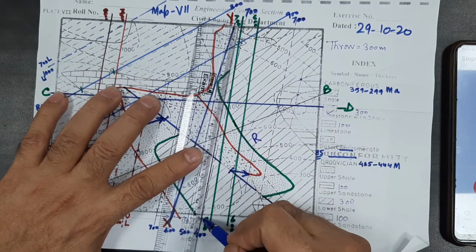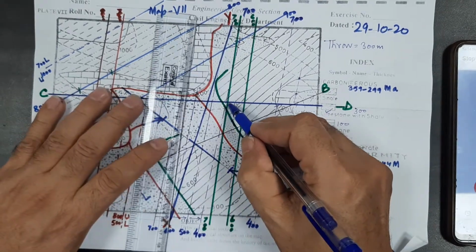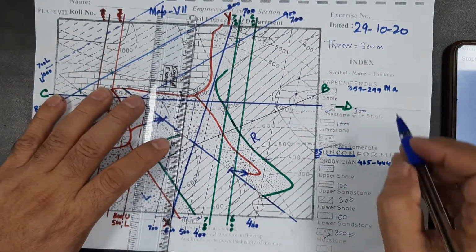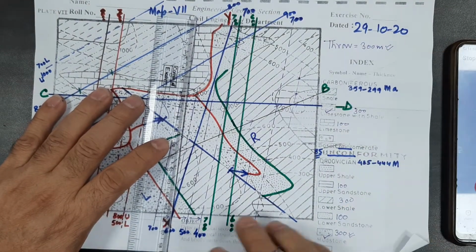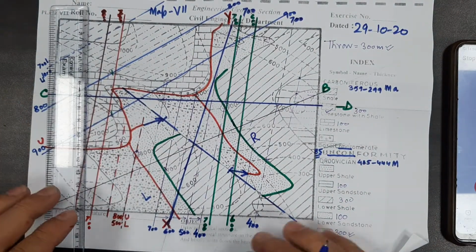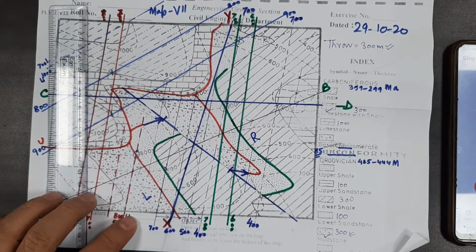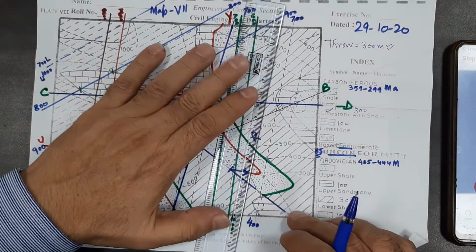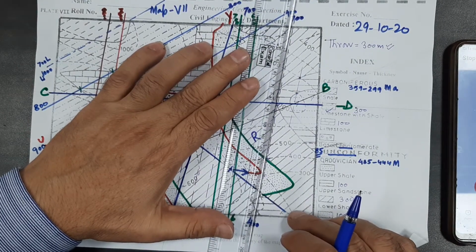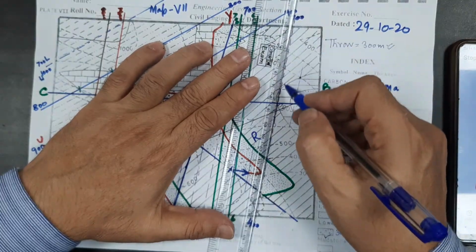This will be the 400 strike line, which will be joining with the 700 strike line here. So the throw is 300 meter. You can select any contact. You can compare this also. But here in this map, there is one location where, in a single strike line, you can solve the throw.